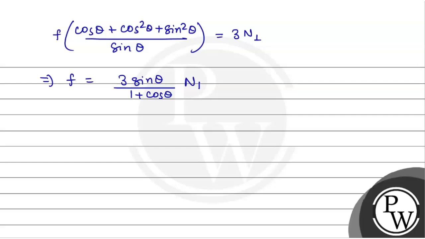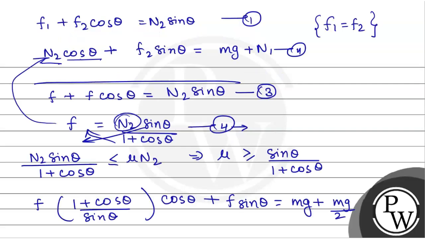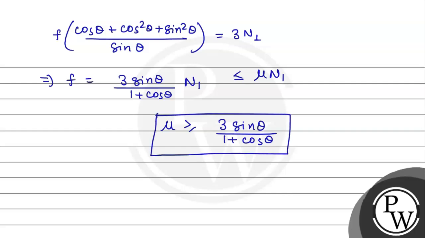Now this must be less than or equal to mu N1, so that the system does not slip from the load. So from here mu must be greater than or equal to 3 sin theta by 1 plus cos theta, and earlier we found mu must be greater than or equal to sin theta by 1 plus cos theta. So comparing these two, the minimum value of mu is 3 sin theta by 1 plus cos theta. So mu must be greater than or equal to 3 sin theta by 1 plus cos theta. This will be the answer.